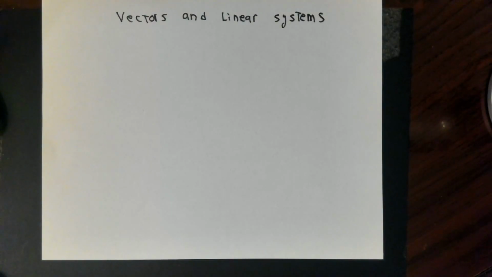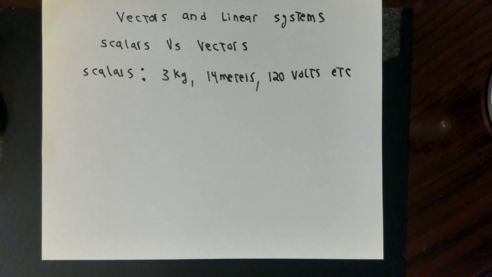Good morning. Today, I'd like to review the introductory material about vectors and systems of equations that we've been looking at recently in Mathematics 1730. In most of what we've done so far in mathematics, we've primarily been concerned with things that can be characterized with a single number, such as 3 kilograms, 4 meters, 120 volts, and so on. Quantities like that are called scalar quantities to distinguish them from the vectors, which we're about to talk about.